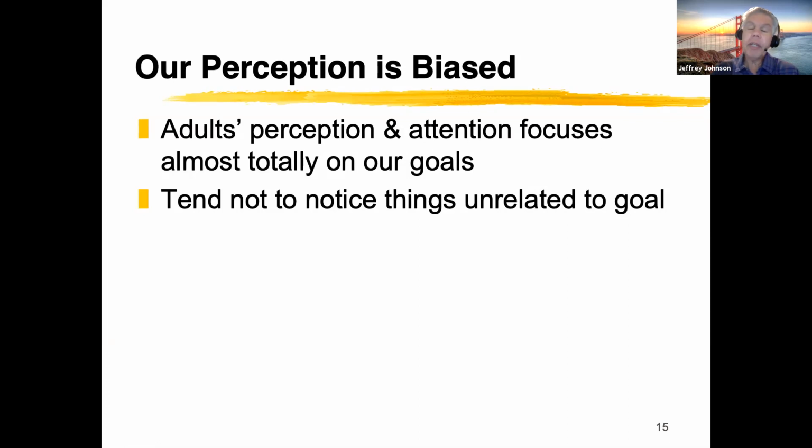Okay, so the other thing is that I talked about how perception is biased by past experience. Then I talked about how the current context, visual and hearing, affects your perception. And now I'm going to talk about how your future goals affect your perception, what you're trying to accomplish. That biases our perception. So adults' perception is focused almost entirely on your goals. People tend not to notice things that are unrelated to their goals.